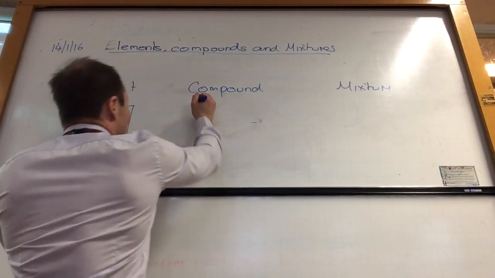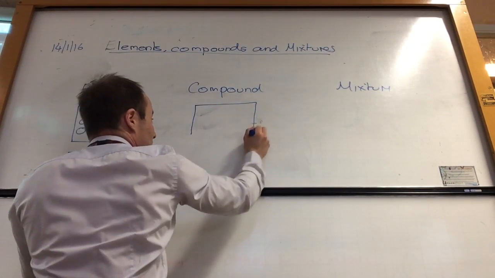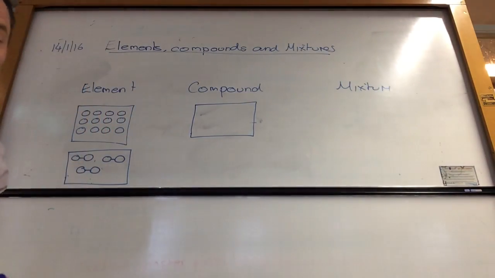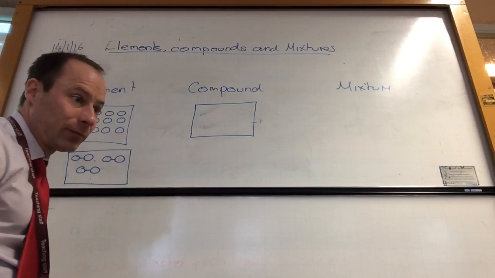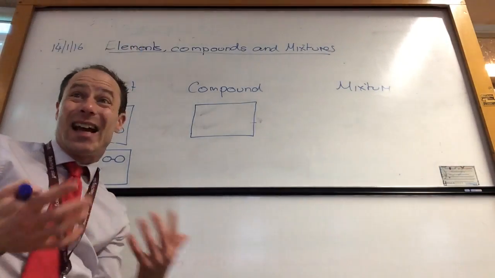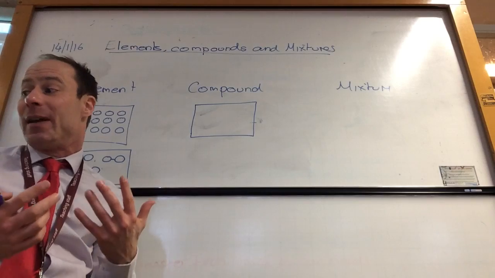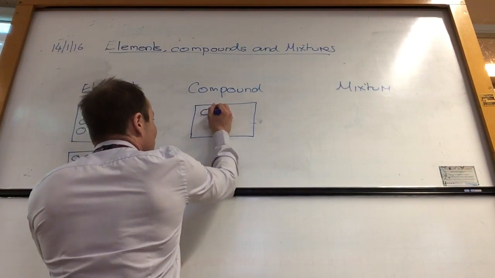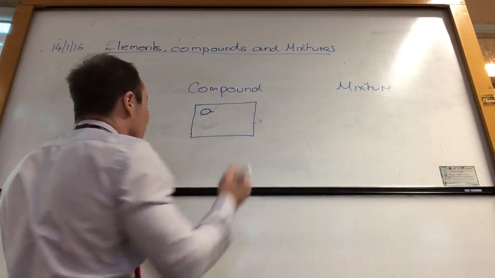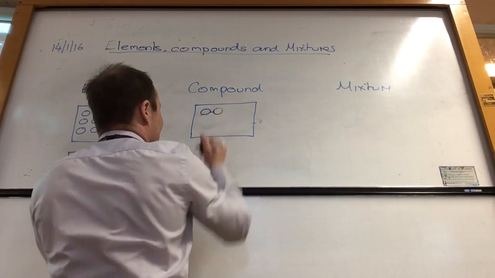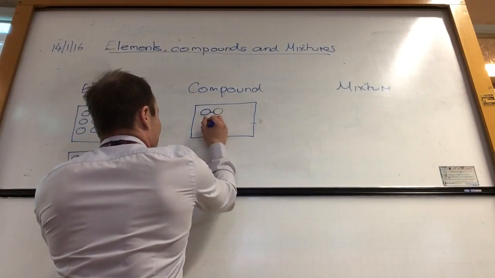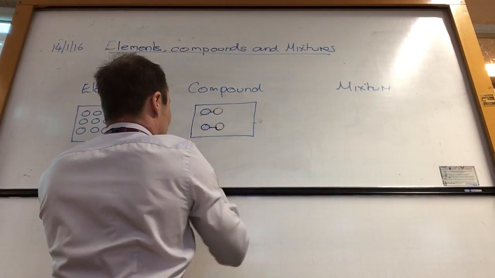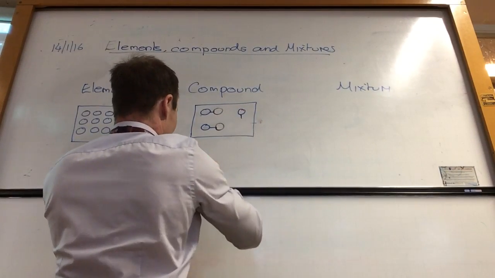So let's draw a compound now. Can we draw both of those boxes? Yeah, if you like, just give yourself a little idea. So a compound, my particles are made up of different types of atoms joined together. So I'm going to take a blue one, and it's going to be joined to a black atom, like so.